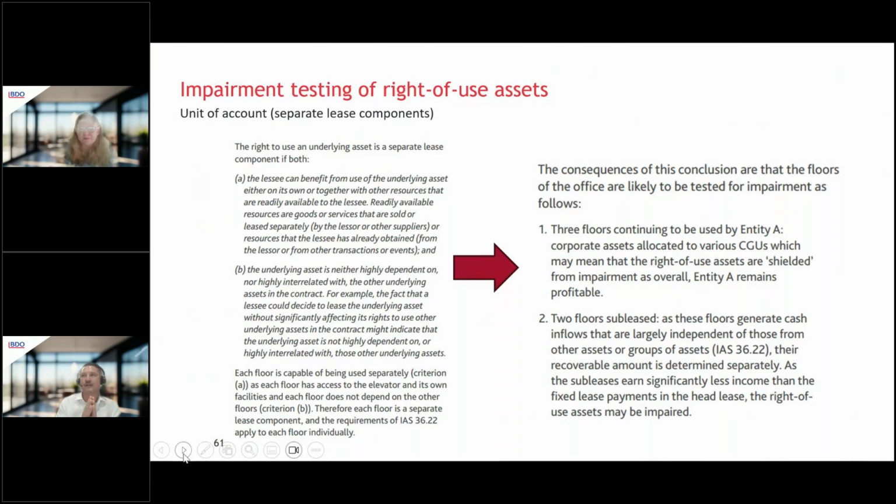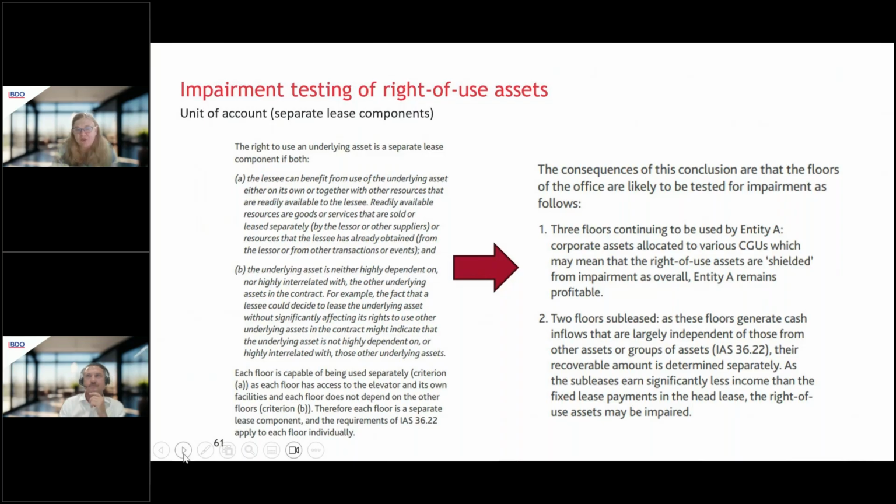But the key takeaway on this is, if you get to this part and you're doing the impairment testing, and at that point you realize you've actually got separate lease components, you've probably set them up incorrectly in the calculations themselves right at the start.